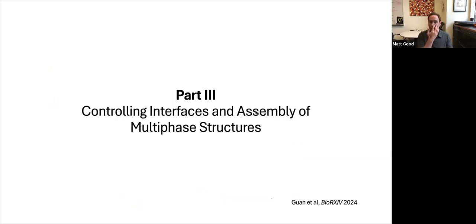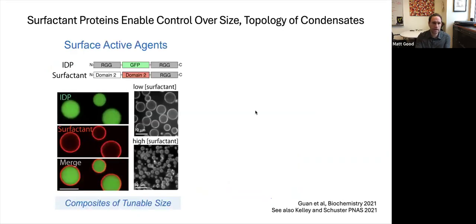All right, so we've been really interested in how to control these interfaces and assemble multi-phase condensates, using a lot of the same tools that I told you about. Importantly, we've been focusing on the idea of designing surface active agents from polypeptides. Surfactant proteins lower surface tension and can prevent fusion. And so you can actually use them to control the size or topology of client recruitment to these compartments.